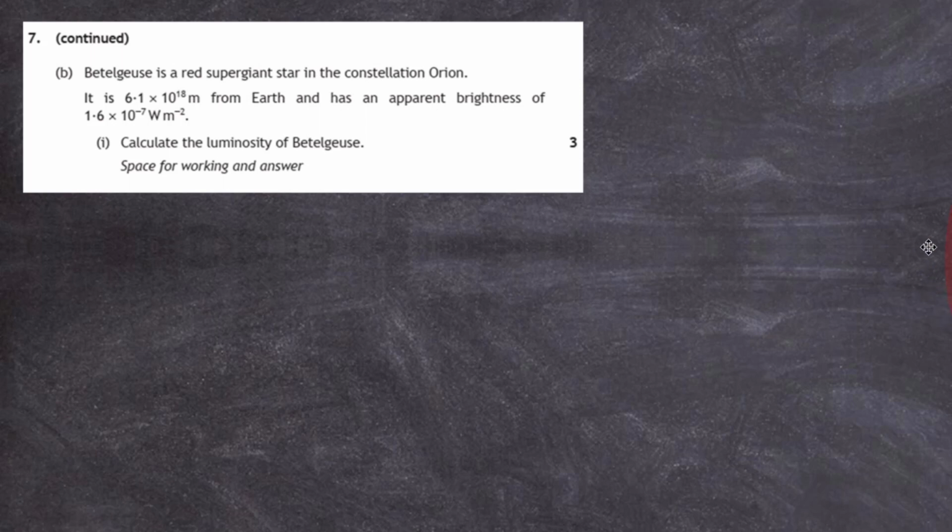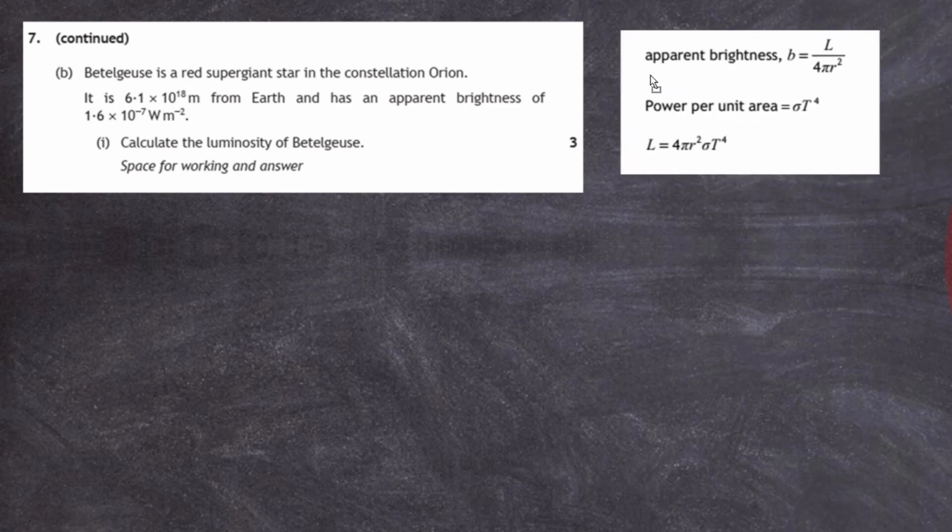Question 7 continued, part B. Betelgeuse is a red supergiant star in the constellation Orion. It is 6.1 times 10 to the power 18 metres from Earth and has an apparent brightness of 1.6 times 10 to the minus 7 watts per metre squared. For 3 marks we've got to calculate the luminosity of Betelgeuse.